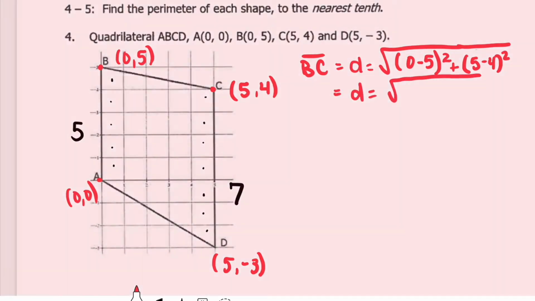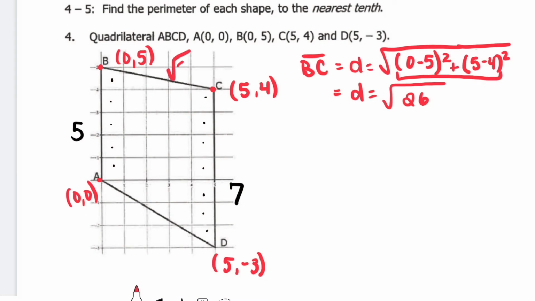And you can plug everything in here, everything underneath the radical into the calculator. And you're going to end up with 26 when you do that. So your distance is rad 26 for BC. And then you're going to do the same thing for AD.